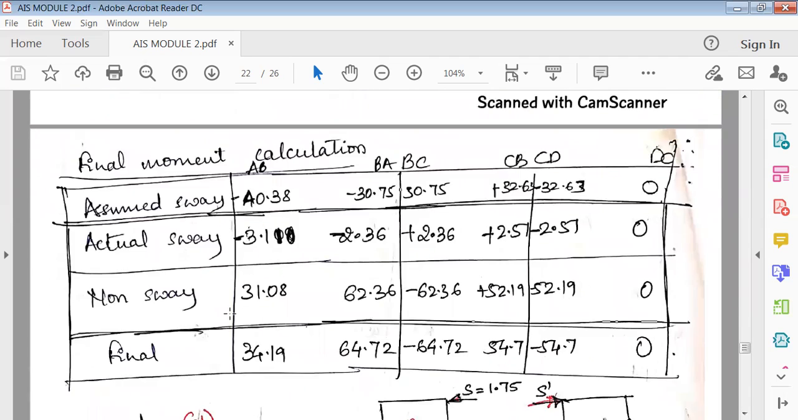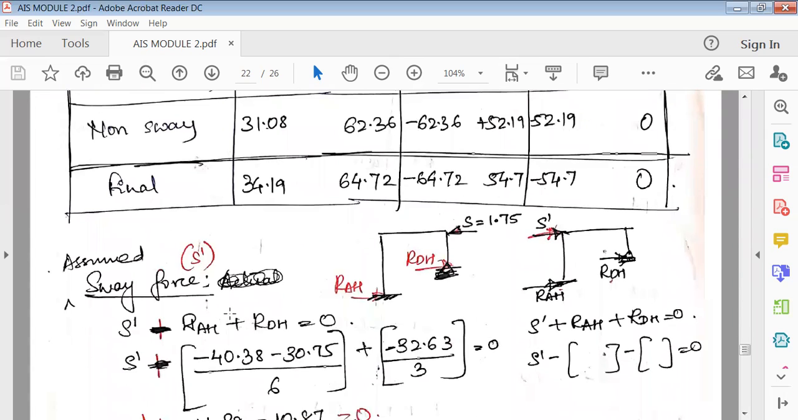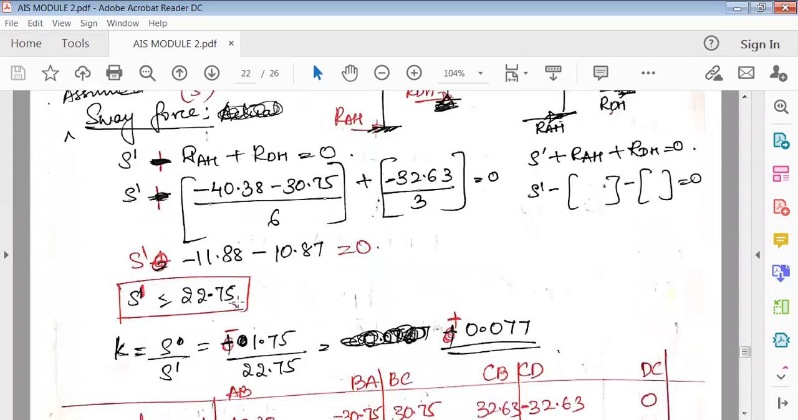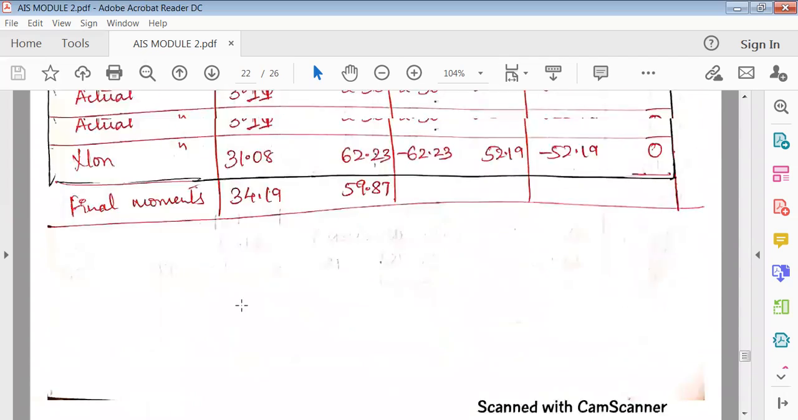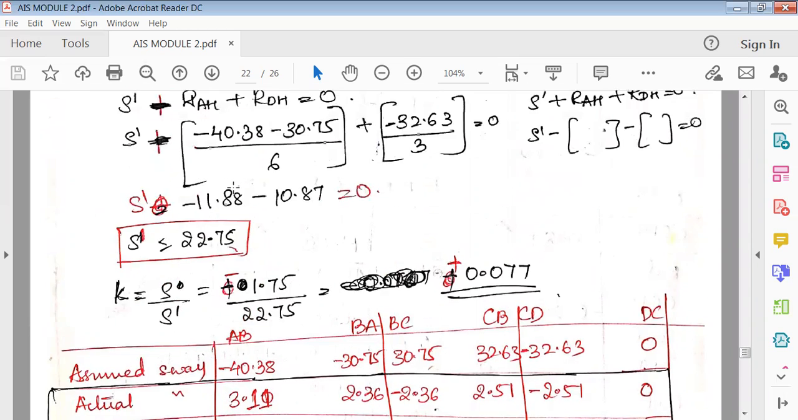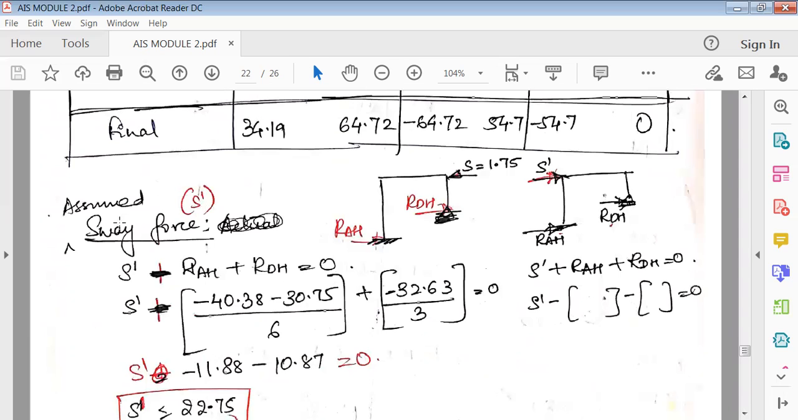Now, how to calculate this actual sway. To find the actual sway, we have these values, but there's a formula to calculate it. The actual sway is nothing but the assumed sway into the correction factor. There's something called the correction factor. Now, how to calculate this correction factor: the assumed sway force, we are going to assume it as, you can see here, RH you have put, RDH you have put, you have to put the S value. The S, initially we had got it as 1.75, which is acting to the left.